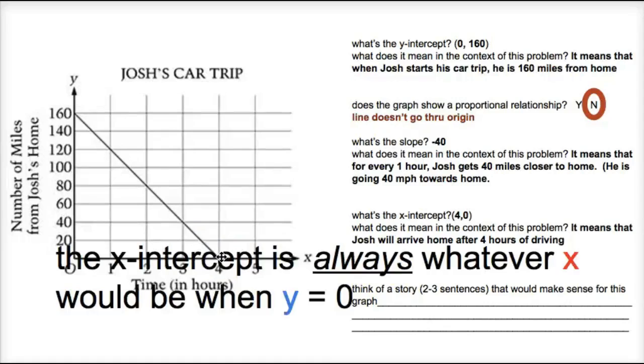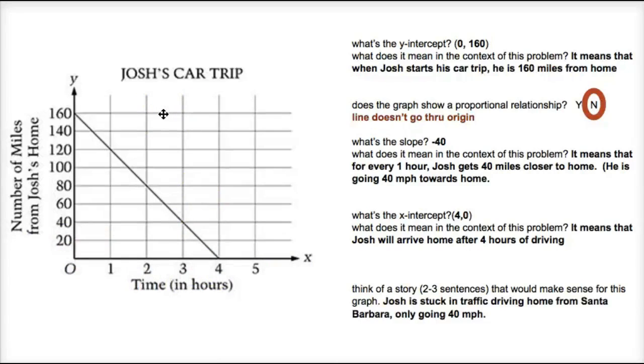And also remember that the x-intercept is always whatever x would be when y equals 0. So since y is the number of miles from Josh's home, if y was 0, it means we would be 0 miles from Josh's home, and that would happen after 4 hours, which means this trip is going to take 4 hours. I just made this up.